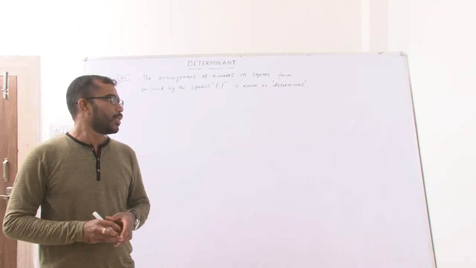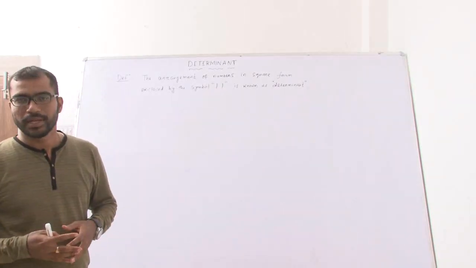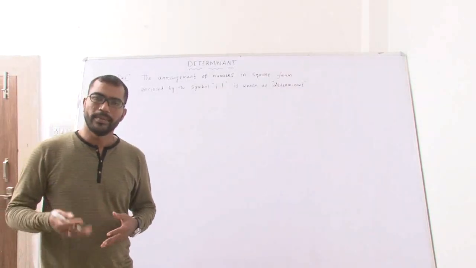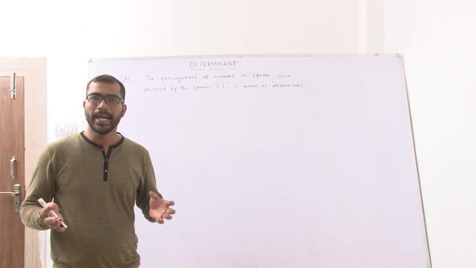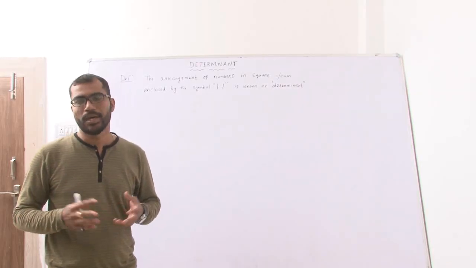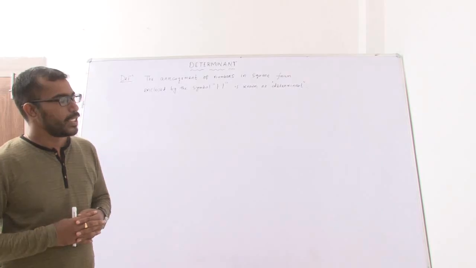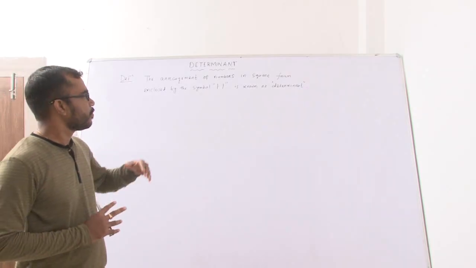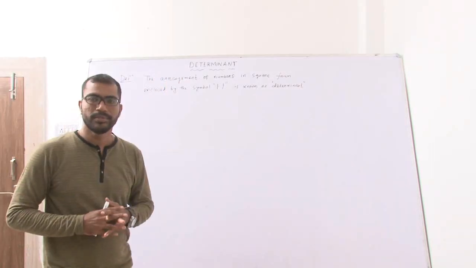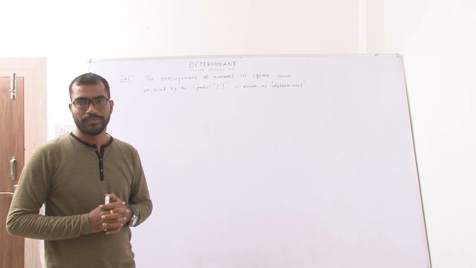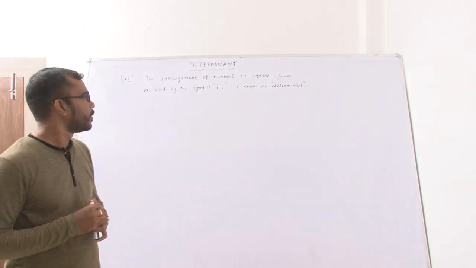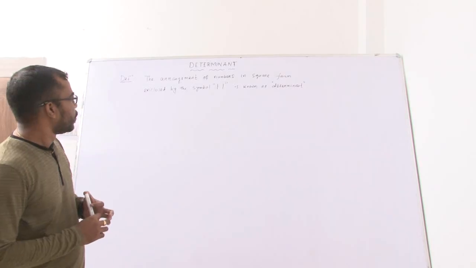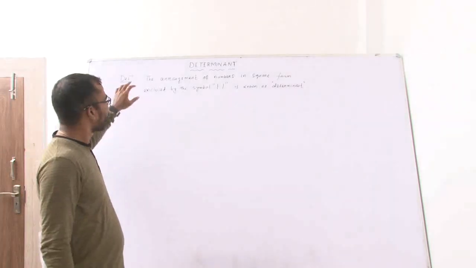In previous classes we have learned what is a matrix, types of matrices, equality of matrices, and how to add, subtract, and multiply matrices. So in this session we will discuss a new chapter, that is determinant. First of all, we have to know what is a determinant. So here is the definition.